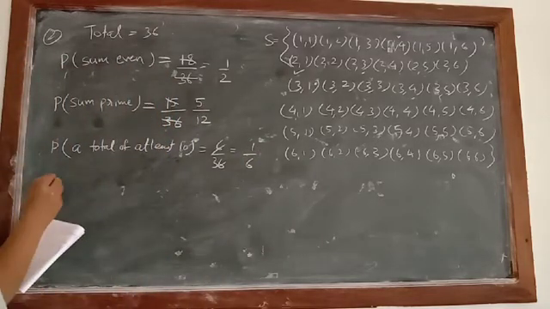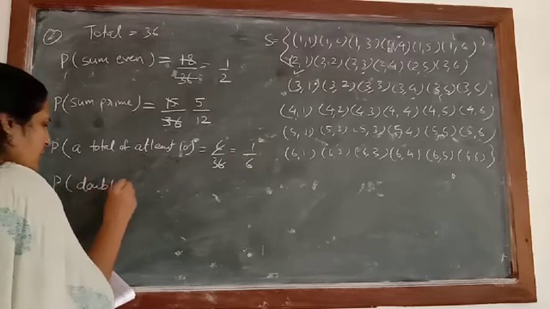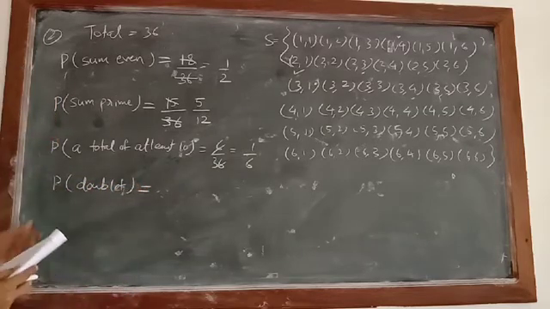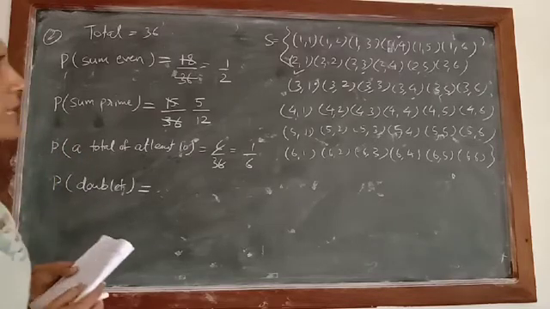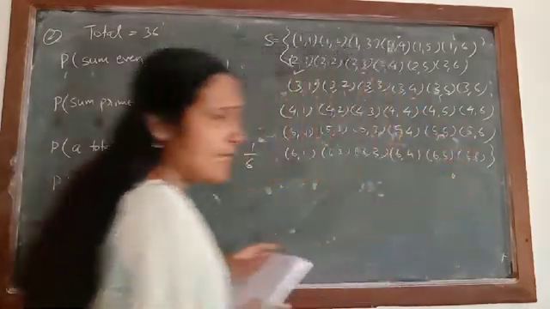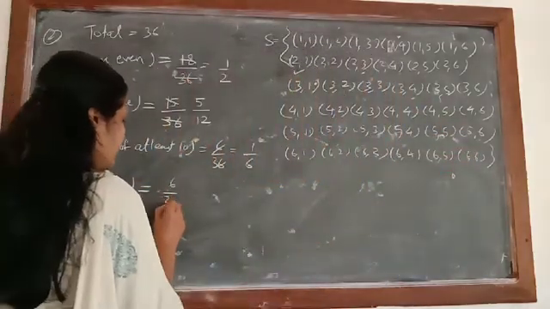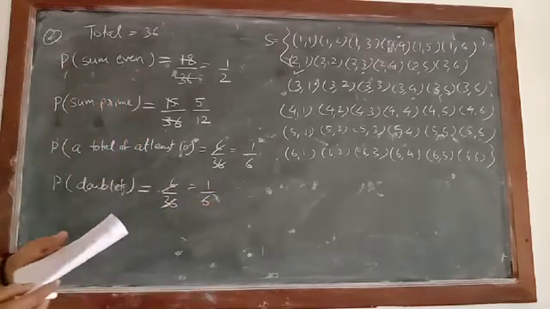Then the next condition is the probability of a doublet. What do you mean by a doublet? Doublet means the same numbers on both the dice. So how many times do we have the same number on both dice? Yes, 6 times. So it will be equal to 6 by 36, which is equal to 1 by 6.